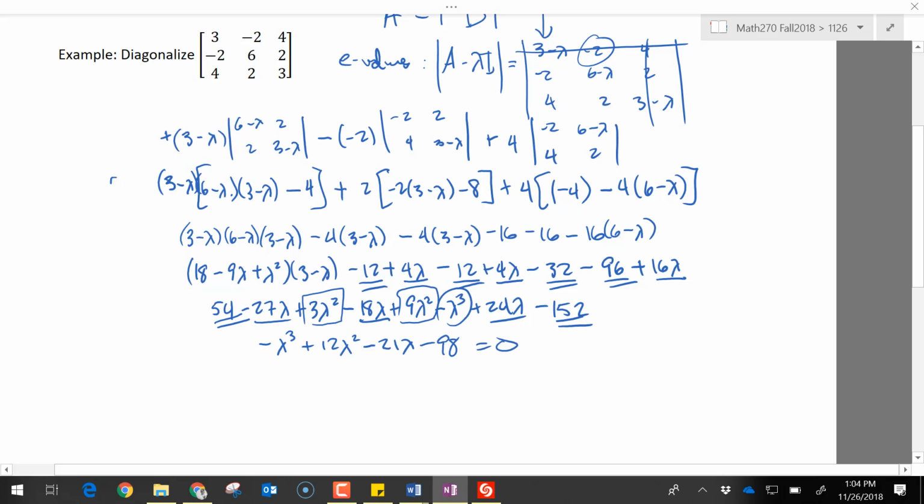Set this equal to 0 and hopefully we can factor. Can we factor? No, because it's a cubic.